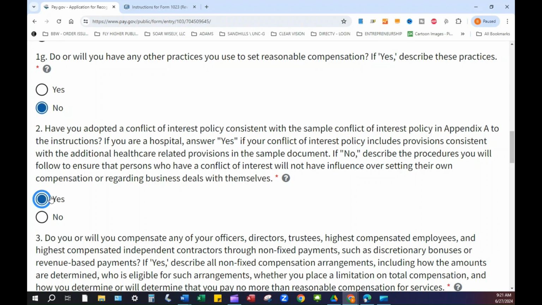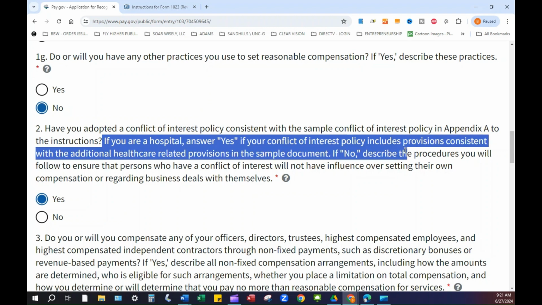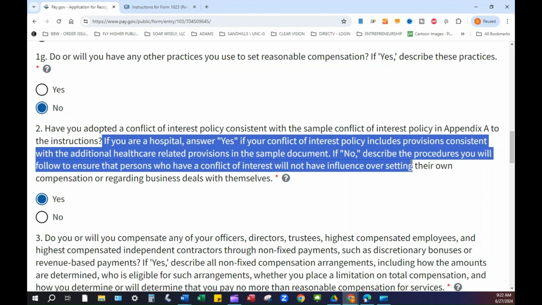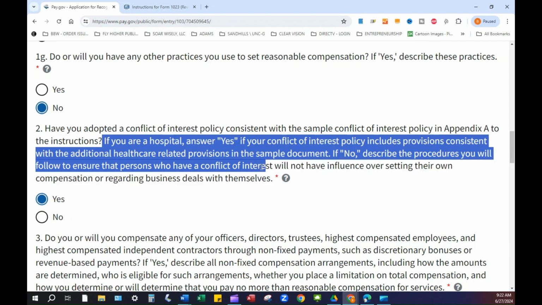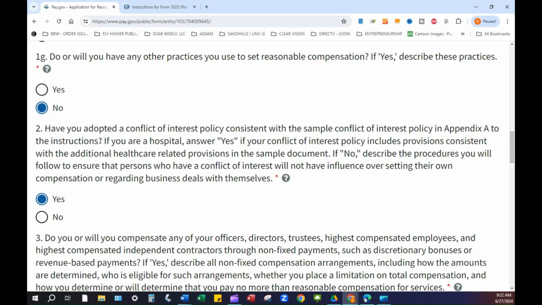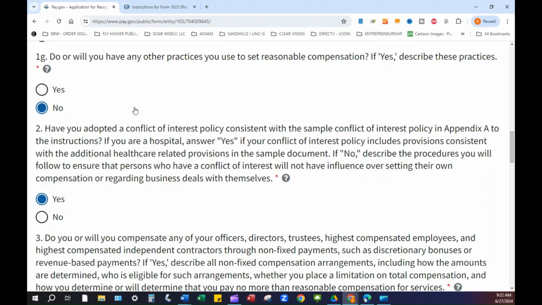That would be yes. Now, remember, I talked to you about the hospital. It had information in there about the hospital. If you are a hospital, answer yes if your conflict of interest policy includes provisions consistent with the additional healthcare related provisions in the sample document. If no, describe the procedures you will follow to ensure that persons who have a conflict of interest will not have influence over setting their own compensation or regarding business deals with themselves. So, hospital, read that very carefully. But in this case, we're not a hospital.